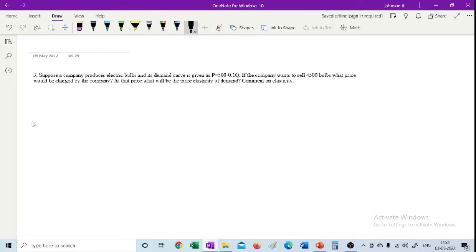Here the demand function is given as P equals, but we need the formula as Q equals, or demand for X equals. So the demand function given to us is P = 500 - 0.1Q. From this we can find Q, the quantity. Therefore Q equals quantity equals, how will we rearrange this equation? Q = 5000 - 10P. When we find Q from the earlier equation, this is the equation we get.